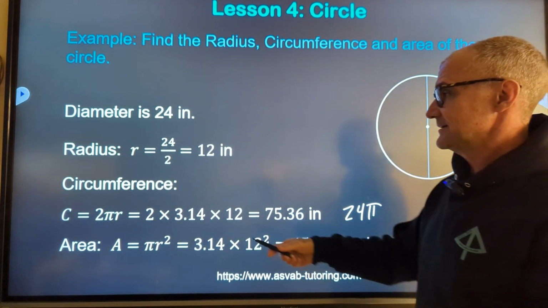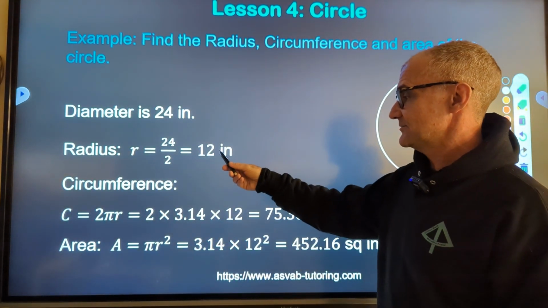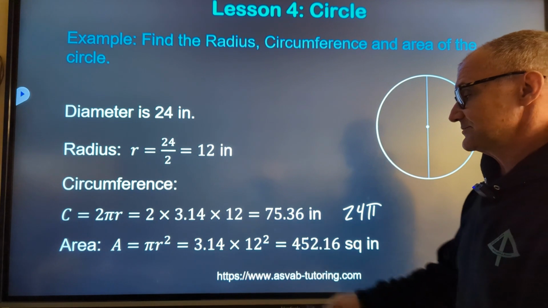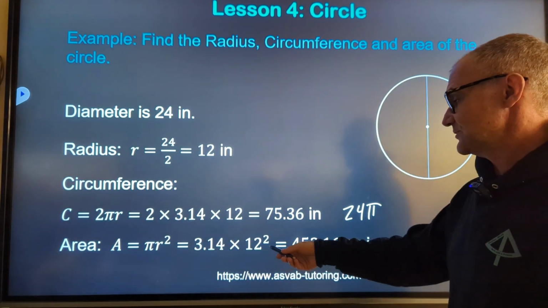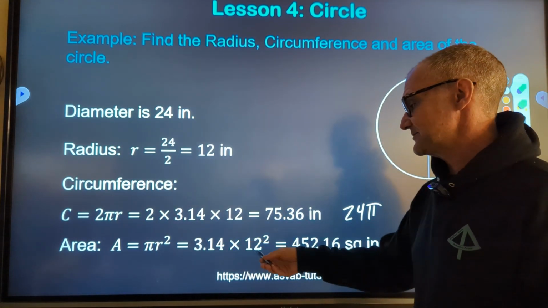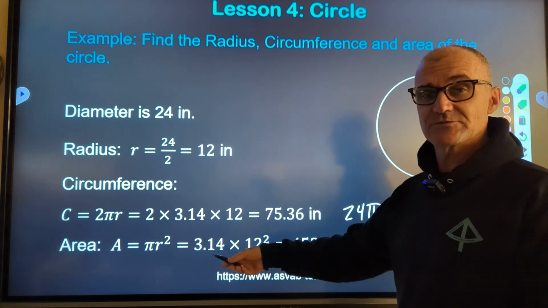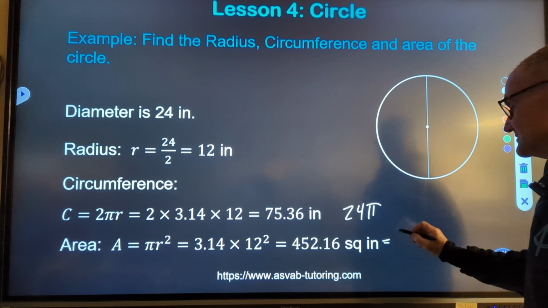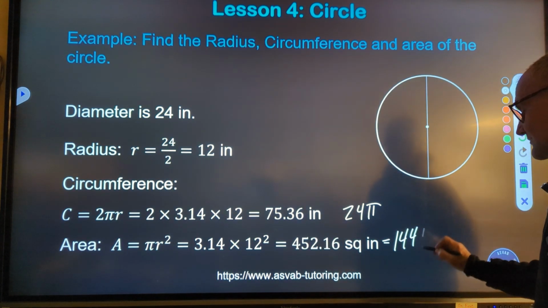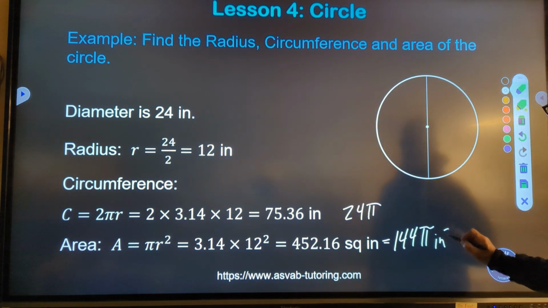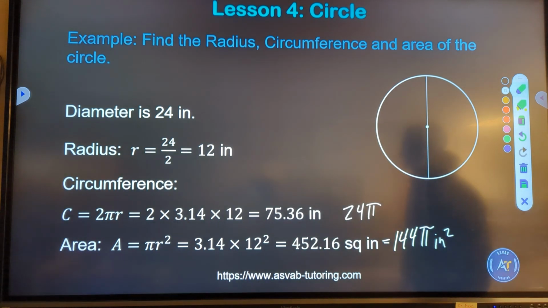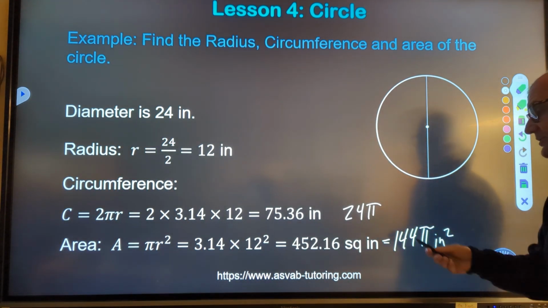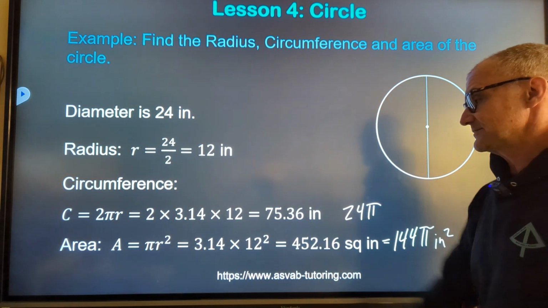Then the area is going to be that radius, 12 squared. Remember, you have to do exponents before multiplication. 12 squared is 144 times pi. So you could do 144 times 3.14, a lot of long multiplication, and get that right there, square inches. Or you could just leave it as 144 pi square inches as well. Just as good of an answer. On a standardized test, you'll probably see this one, or they'll expect you to round a little bit.